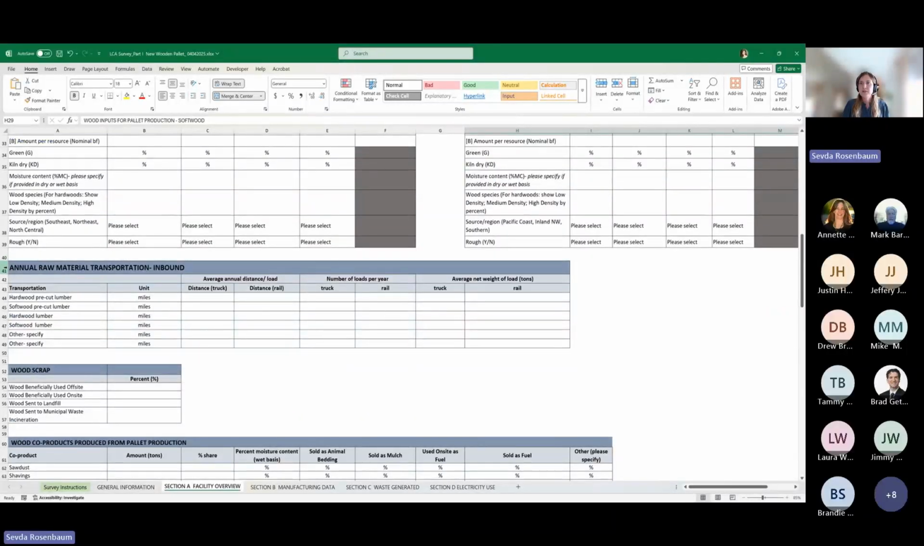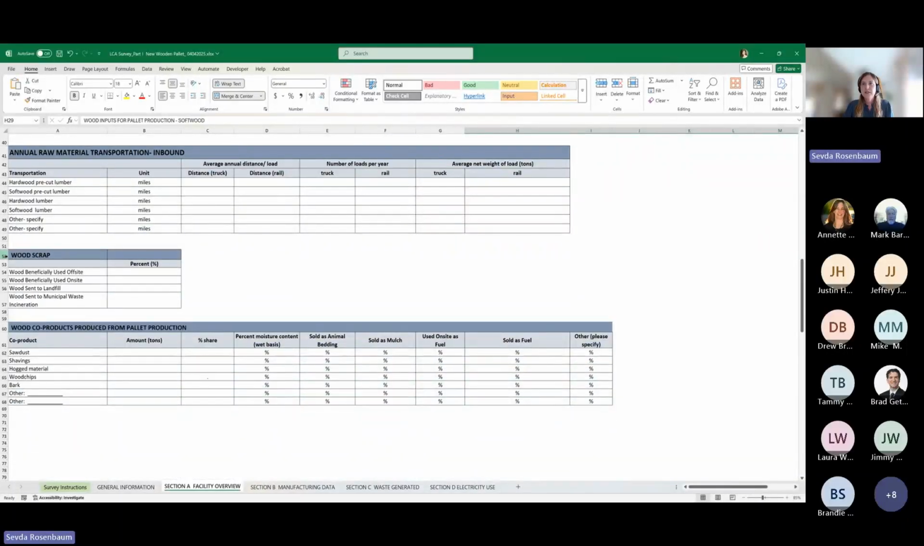And the following table is on the transportation data. It's basically trying to understand how much the transportation distances used to, we will try to calculate the impact for transportation distances based on the amount of lumber coming in and what's the average distance it's coming from.